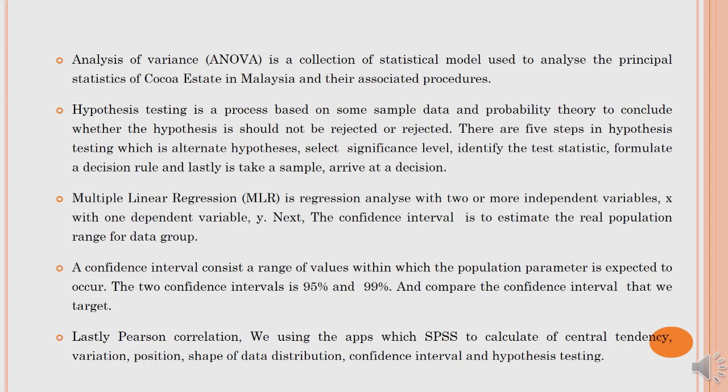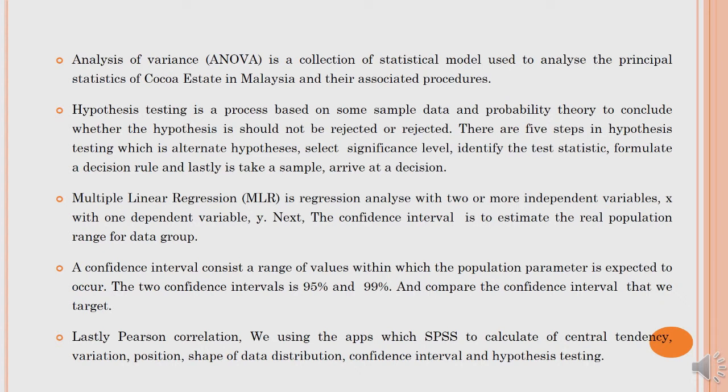Analysis of variance, ANOVA, is a collection of statistical models used to analyze the principal statistics of cocoa estates in Malaysia and their associated procedures. Hypothesis testing is a process based on some sample data and probability theory to conclude whether the hypothesis should not be rejected or rejected. There are 5 steps in hypothesis testing: state the null and alternate hypotheses, select the significance level, identify the test statistic, formulate a decision rule, and lastly take a sample and arrive at a decision. Multiple linear regression (MLR) is a regression analysis with 2 or more independent variables, X, and 1 dependent variable, Y.